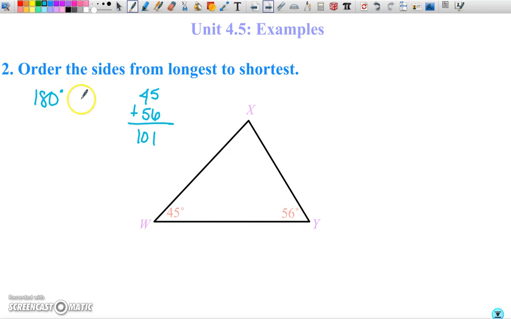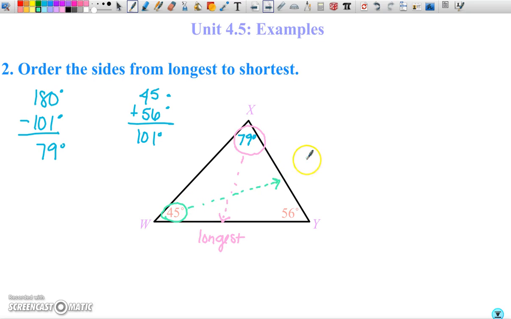So if those add up to 101 degrees and there's 180 total, we could subtract that from our 180, giving us 79, right? So that would mean this angle here is a 79-degree angle. And now because of that, we actually know that since this is the biggest angle, then this side right across from it is going to be the longest side, right? So then if we keep working our way through, 45 is the smallest angle, and that is across from this side right here. So this is going to be the smallest side. And then our third angle, our in-between, is going right there.